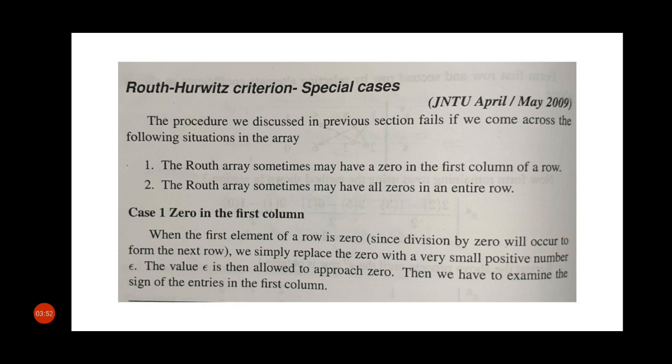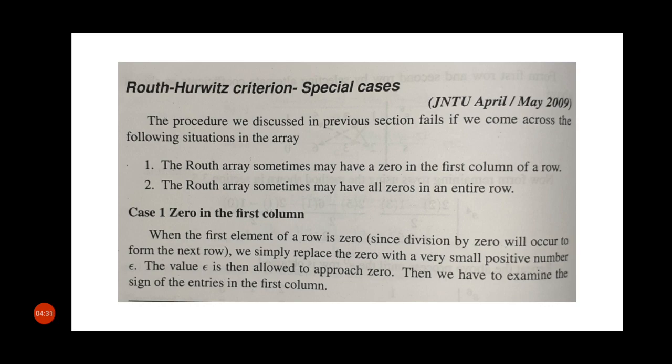Now see the special cases of the Routh-Hurwitz criterion. I have already discussed these difficulties. The first difficulty is that the Routh array sometimes may have a 0 in the first column of a row, and the second difficulty is that the Routh array sometimes may have all zeros in an entire row. That means if this condition occurs, how will we analyze stability by the Routh criterion?